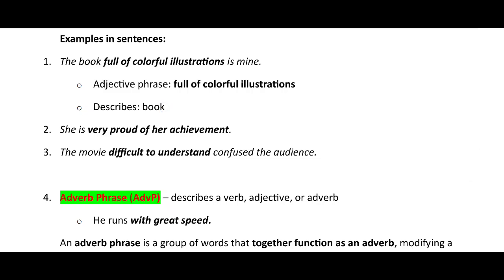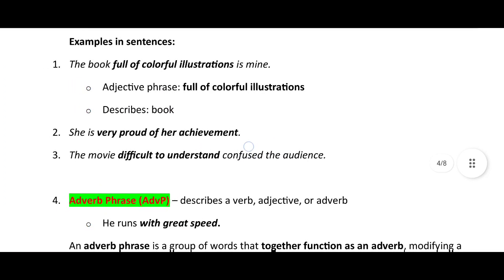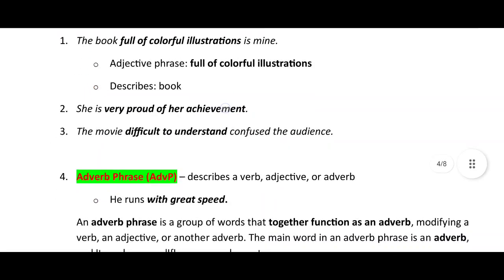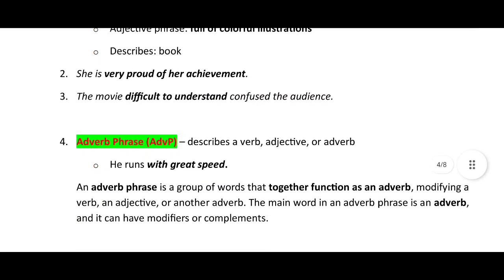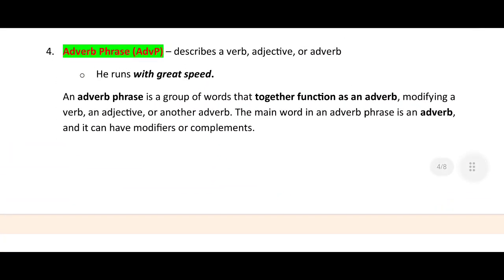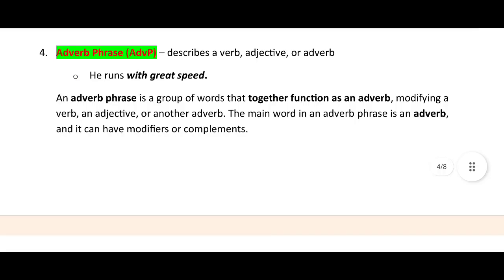She is very proud of her achievement. Here, very proud of her achievement is describing her. So very proud of her achievement is the adjective phrase. Here, difficult to understand is an adjective phrase. Now let us discuss adverb phrase. An adverb phrase describes a verb, an adjective or another adverb.